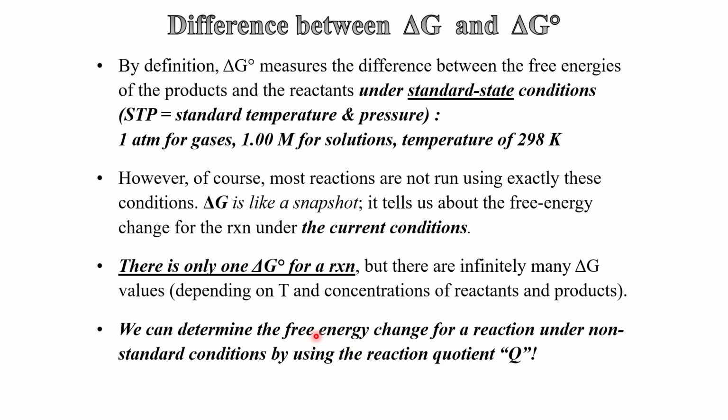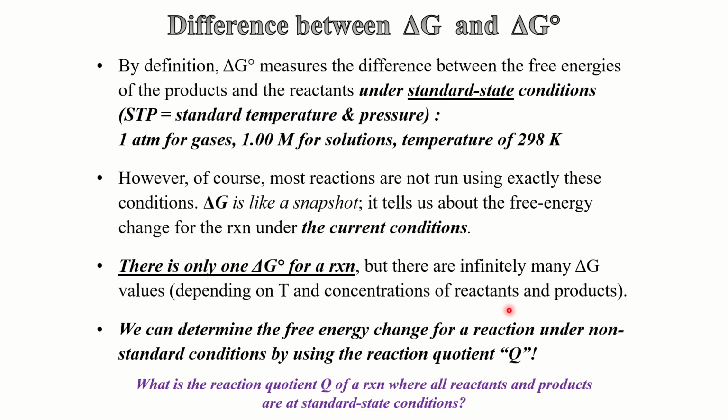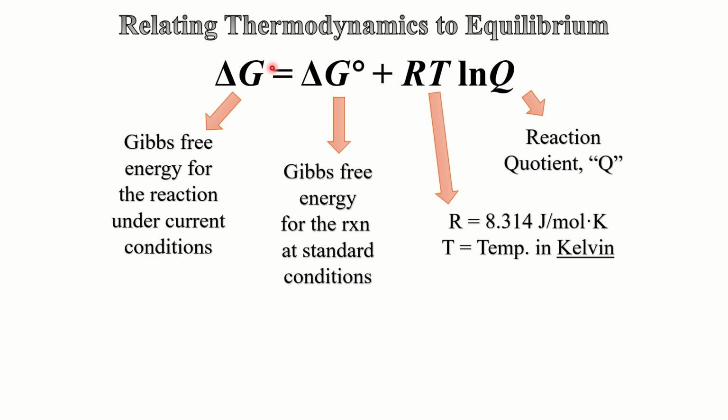All right, now we're going to look at the relationship between free energy change for a reaction under non-standard conditions by using the reaction quotient Q. So the equation here, how we can relate thermodynamics to equilibrium, is this. Delta G equals delta G naught plus RT ln Q. So again, delta G is Gibbs free energy under the current conditions. Delta G naught is the Gibbs free energy at standard state, or at standard conditions. R is the ideal gas constant given here. T is the temperature in Kelvin, and then Q again is the reaction quotient Q.